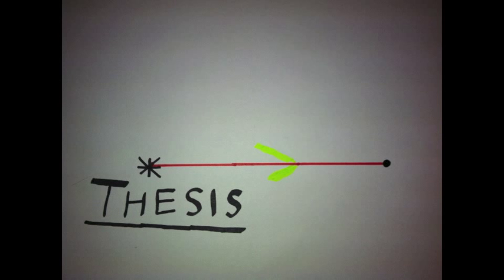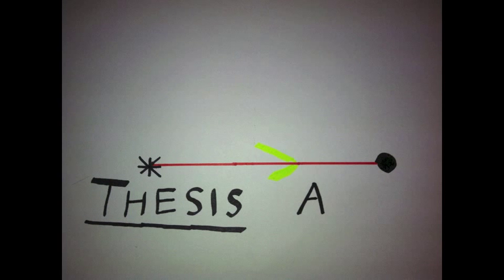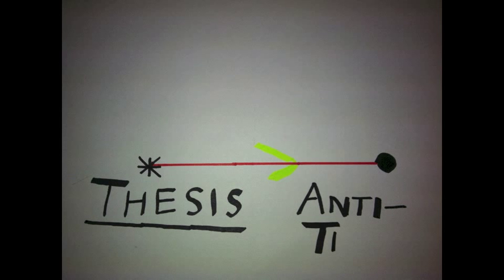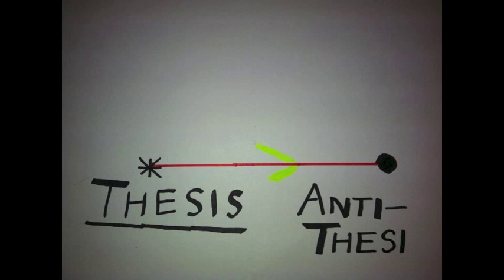Now, once you have your opinion, the argument that you want to prove, you're going to head on over to the antithesis, which is the opposite argument, or in this case, a counter argument. So, if your thesis is, I like cheese, your antithesis is, I don't like cheese. It's very simple.